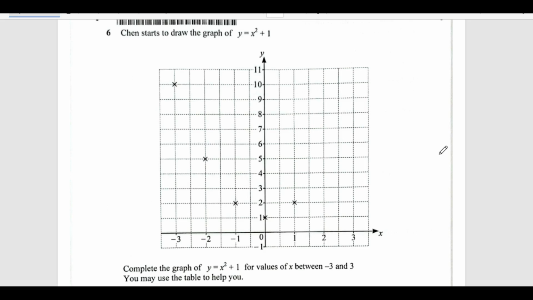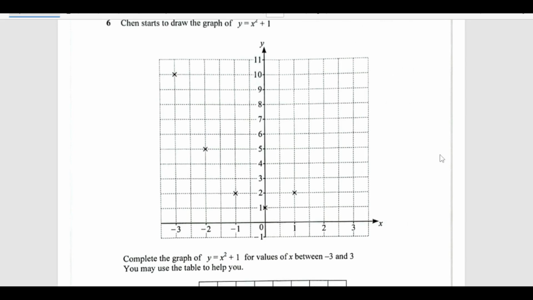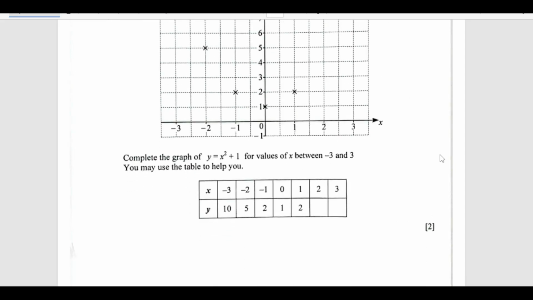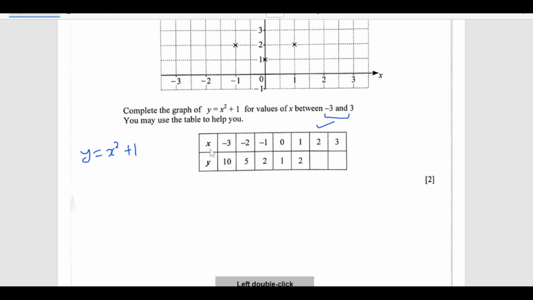Now, Chen starts to draw the graph of y equals x squared plus 1. So, complete the graph of this for values of x between -3 and 3, right. To do that, first of all we have to complete this information here. So, we have y is equal to x squared plus 1. Up to here we need the value when x is 2.